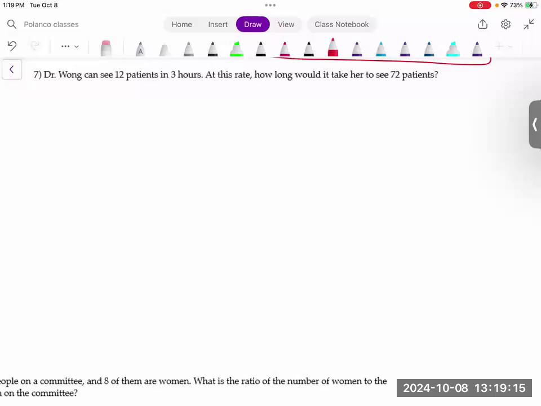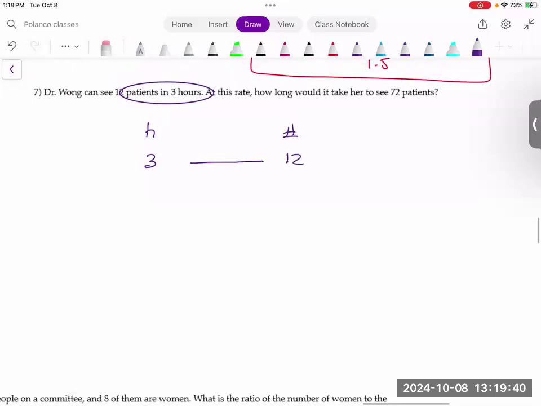Okay, so this is a proportion question. So proportion question usually look for the units. What are the units? Very good. The hours and the number of patients. All right. So what are the two numbers that are linked together? These two linked together, right? 12 and 3. So 3 goes here. 12 goes here, right? Now what else? We are looking for 72 patients. Where's 72 gonna go? It goes over here, right?